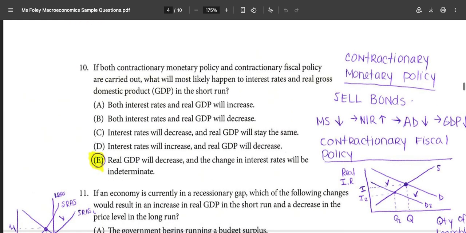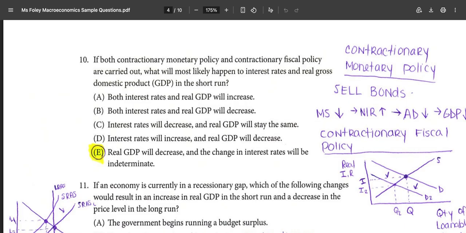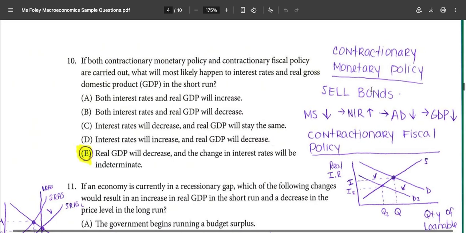Moving on. Number 10, if both contractionary monetary policy and contractionary fiscal policy are carried out, what most likely will happen to interest rates and real GDP? So contractionary monetary policy, most popular in a limited reserve system, is selling bonds. That would mean that money supply would go down, nominal interest rate would go up, aggregate demand would go down, and GDP would go down.